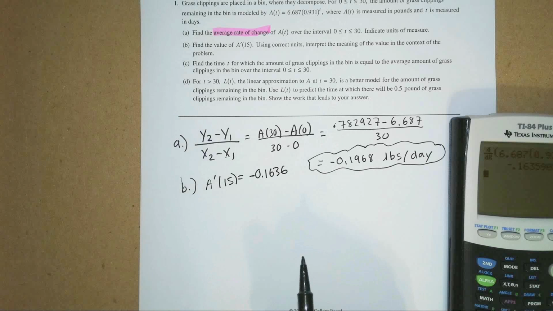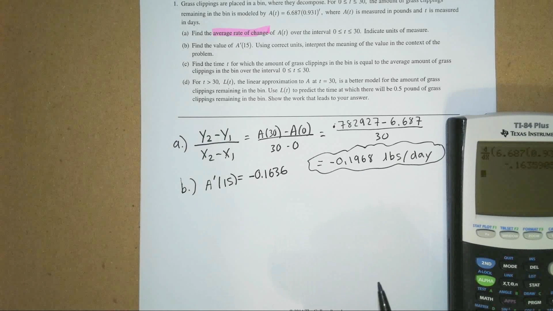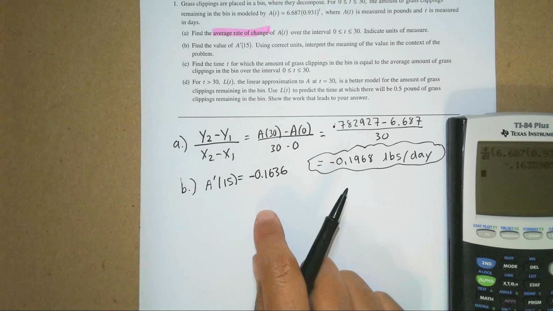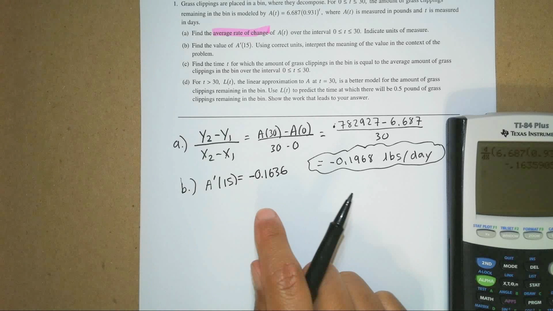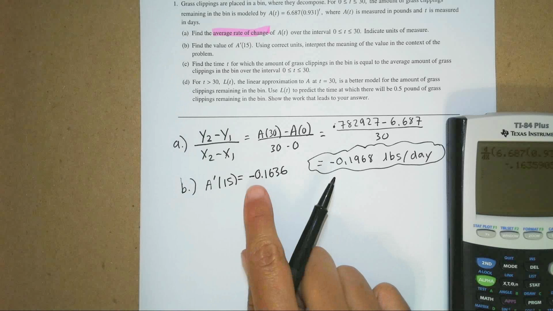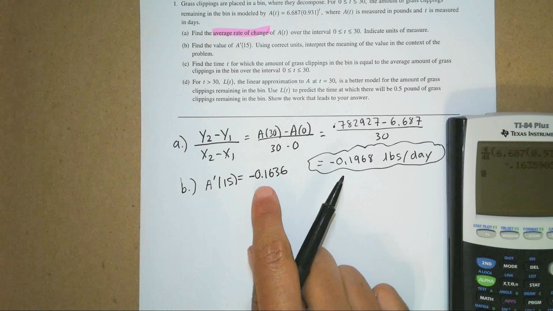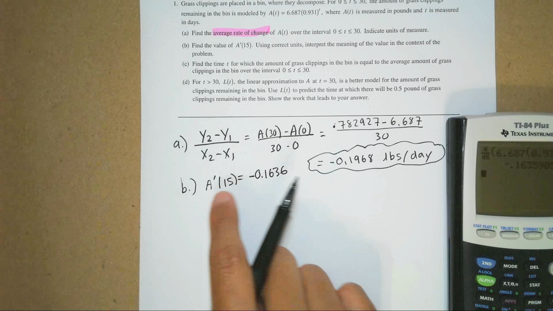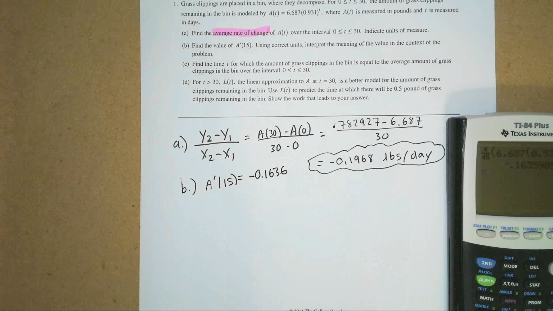So the amount of grass clippings in the bin is actually decreasing at a rate of 0.1636 at 15 days. And that's what you would put right there. You would put the amount of grass clippings in the bin is decreasing, because it's negative, at a rate of 0.1636 at 15 days. The rate at 15 days is negative, meaning it's decreasing. So now it's going to lead us to part C.